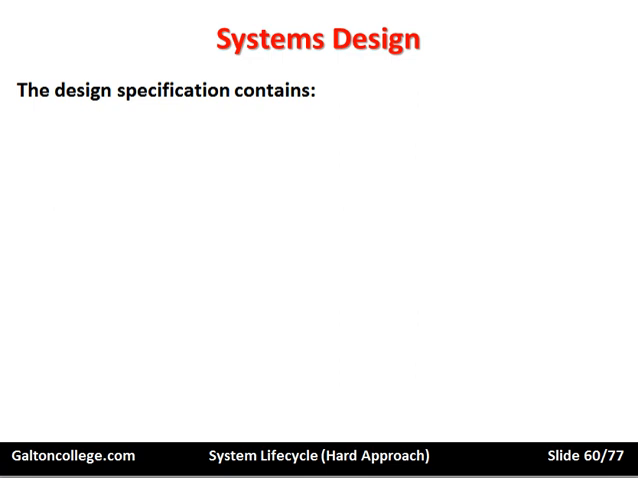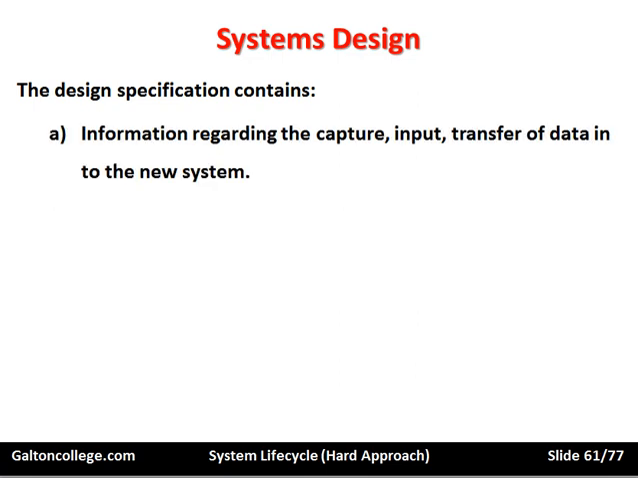System design. Well, the design specifications contain information regarding the capture, input and transfer of data to the new system. So having worked out that there will be a new system, it's important that the information that's fed into the new system can be captured, can be picked up, and then it can be input into the new system, and there is a smooth transfer of data from one system to the other.